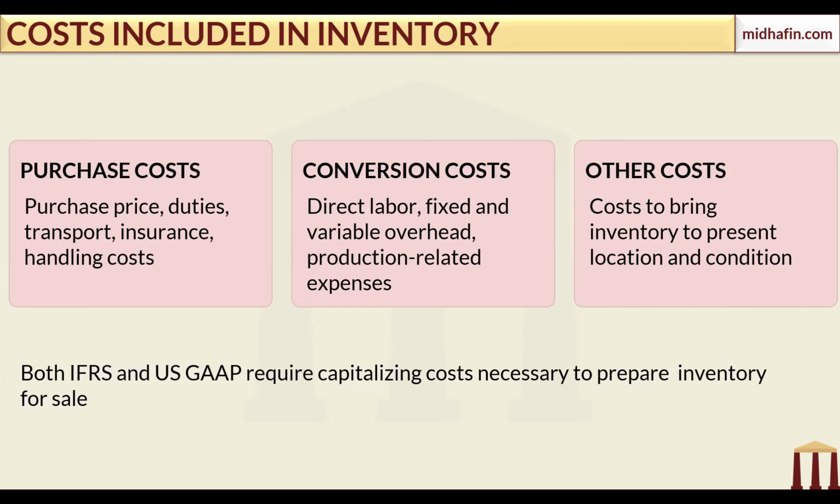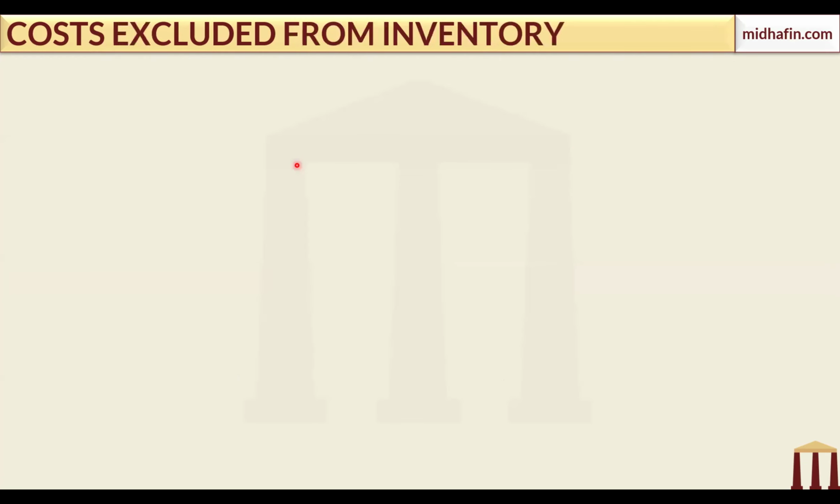Okay, so is this slide properly clear? Because this is an important slide. Is this clear? What are we including in the costs? Okay, fine. Now, what costs are excluded from the inventory?